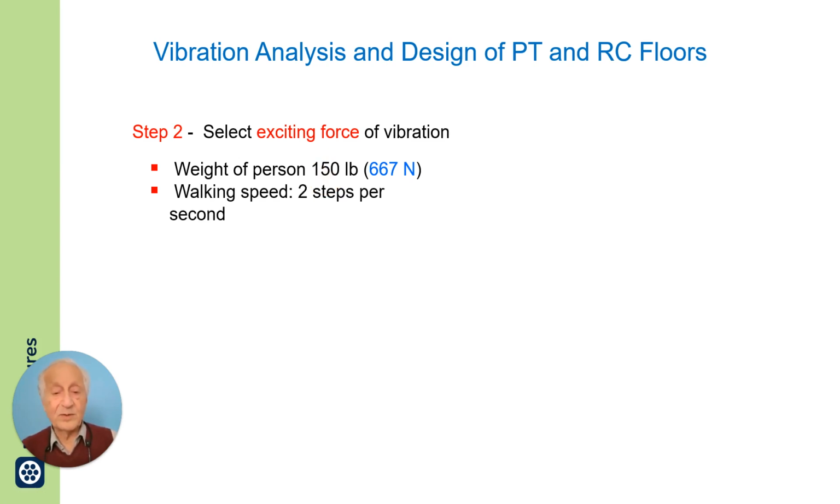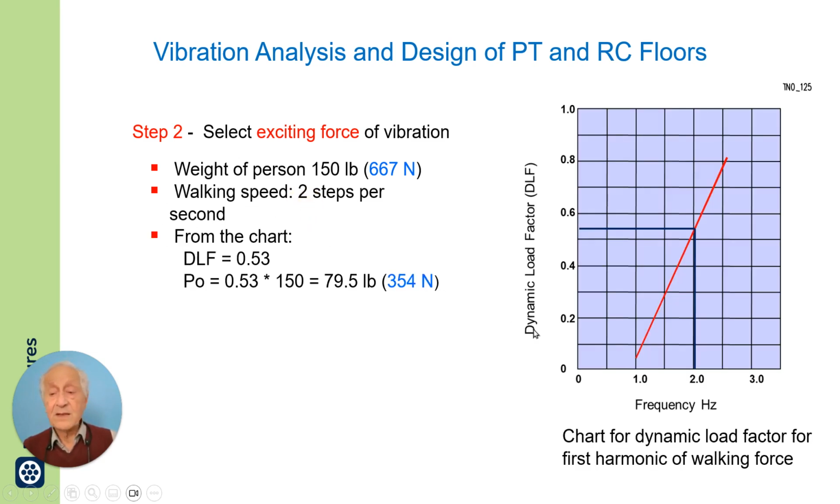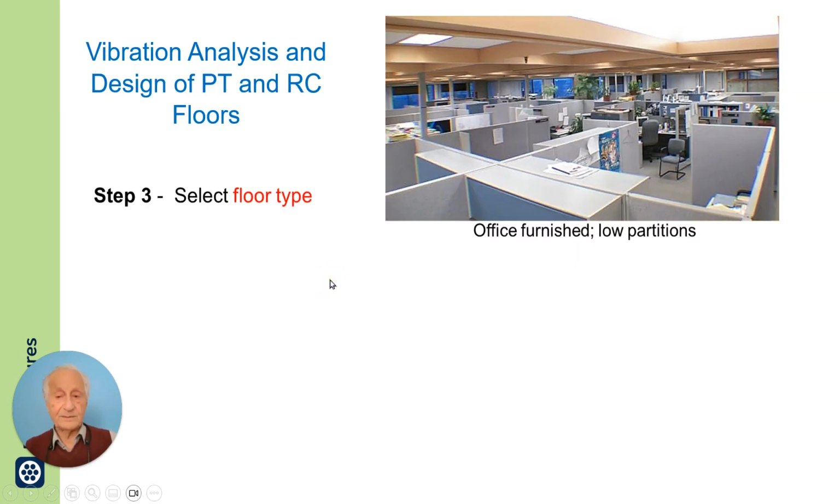Today, maybe the average weight might be more, but that's 150 pounds, which is 667 newtons. Assume that the individual walks 2 steps per second. Then I come here, 2 steps per second. It will give me this dynamic load factor, which is 0.53 from here, multiplied by the weight of the individual to find the exciting force.